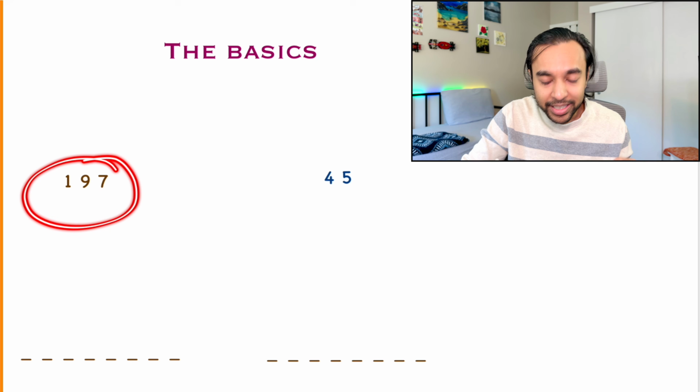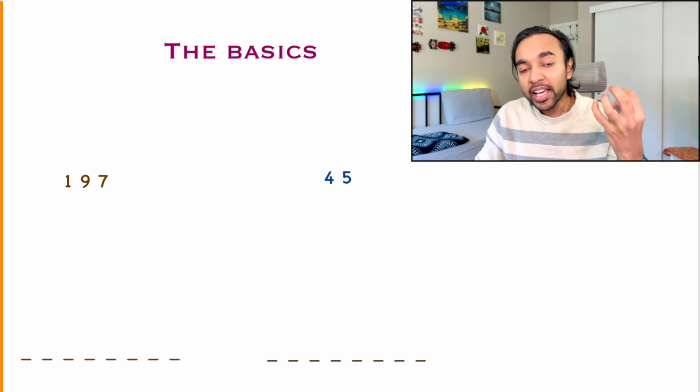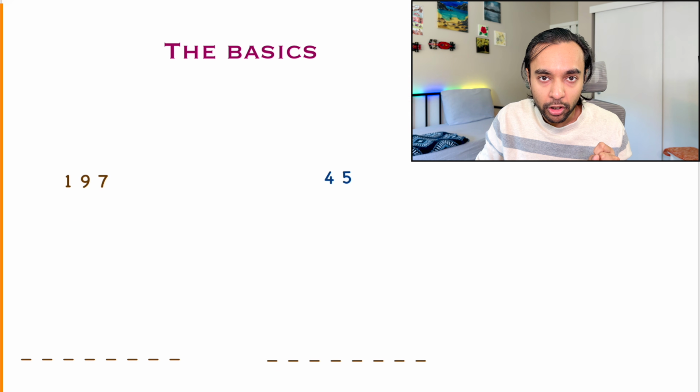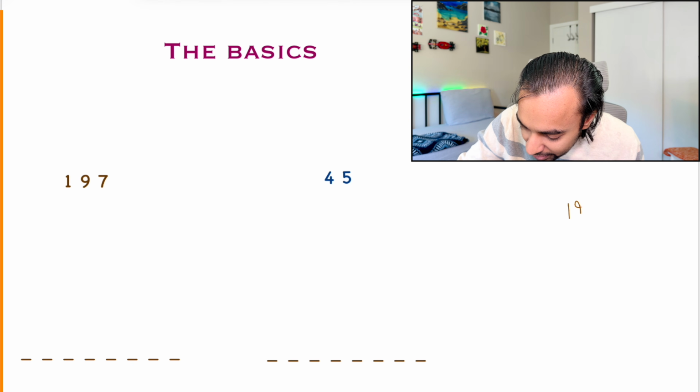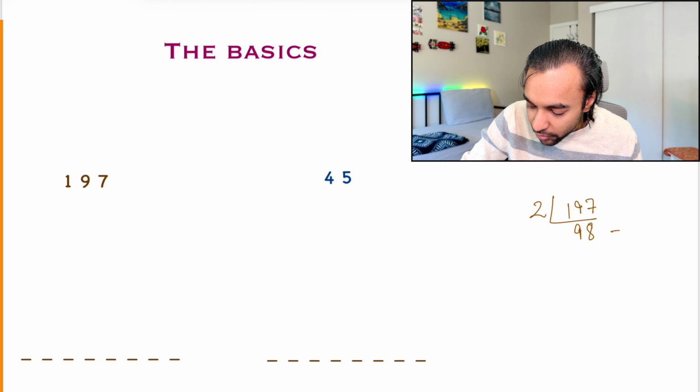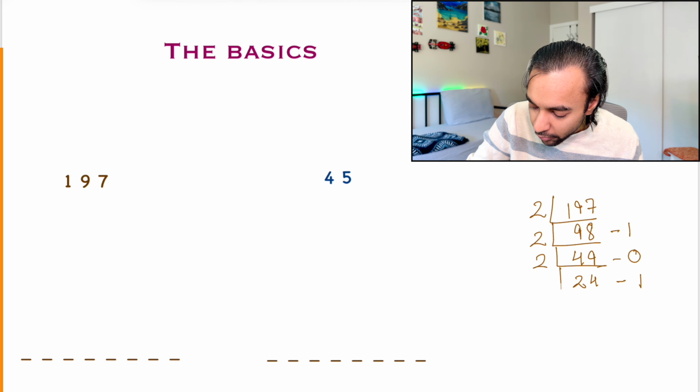Let us say I'm given this particular number, and now I have to find out the binary equivalent of it. Well, the method is very, very simple. What you do is you take this number and then you divide it by 2. You get 98 with a remainder of 1. Now continue this process. What do you get? 49 over here with a remainder of 0. 24 with a remainder of 1.